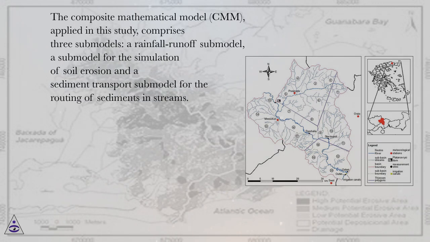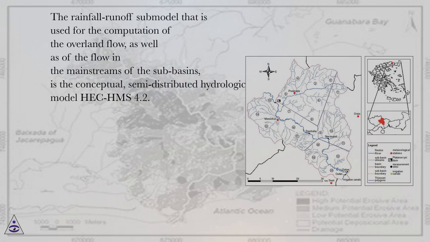The composite mathematical model, CMM, applied in this study, comprises three submodels: a rainfall runoff submodel, a submodel for the simulation of soil erosion and a sediment transport submodel for the routing of sediments in streams. The rainfall runoff submodel that is used for the computation of the overland flow, as well as of the flow in the main streams of the subbasins, is the conceptual, semi-distributed hydrologic model HEC-HMS 4.2.